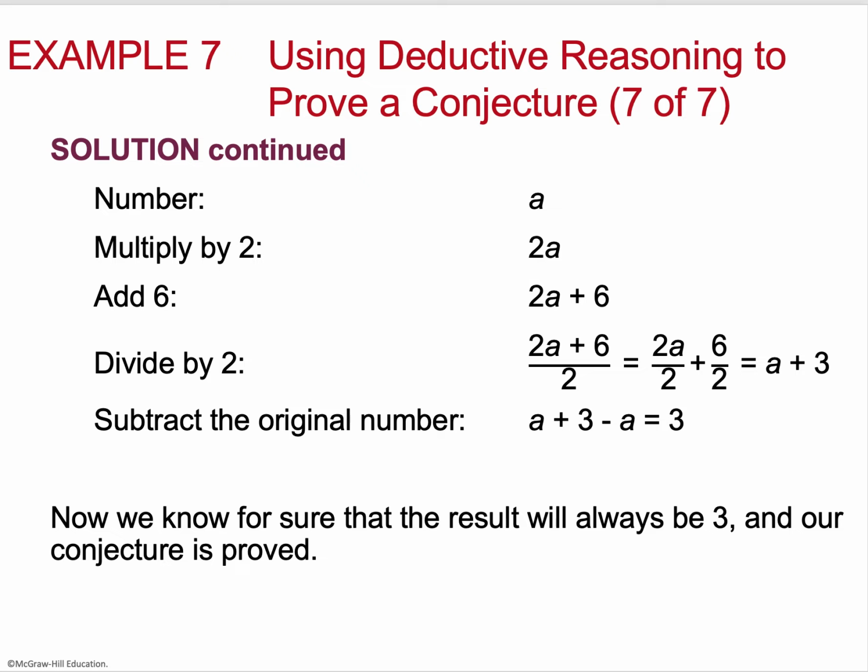I'm going to multiply by 2. I'm going to add 6 to it. I'm going to divide that by 2. And then I'm going to subtract the original number, and I arrive at 3. So because I did this in an abstract way with a variable, I can now say I have proved my conjecture with deductive reasoning.